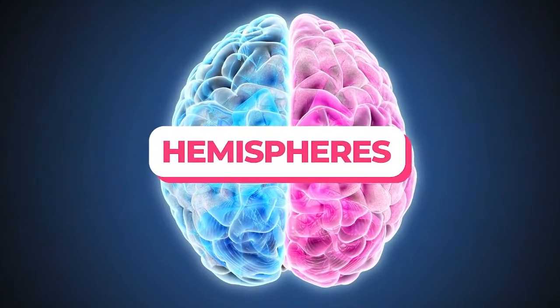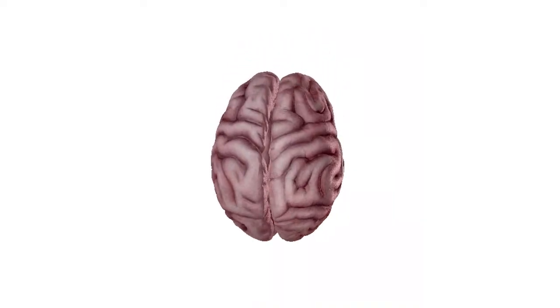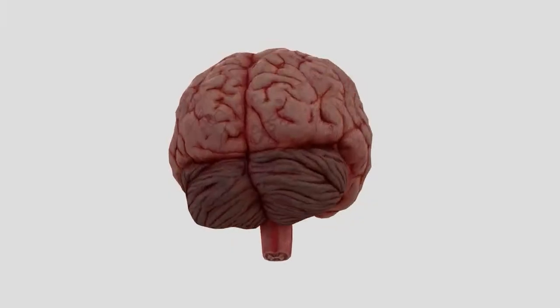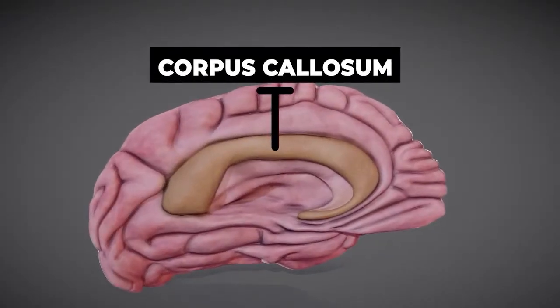1. Hemispheres. The cerebrum is divided into two symmetrical halves, known as the left and right hemispheres. These two halves are separated by a deep groove called the longitudinal fissure but are connected by a thick band of nerve fibers known as the corpus callosum.